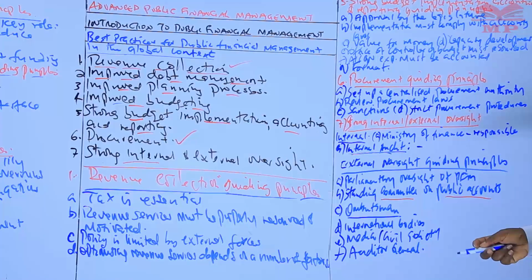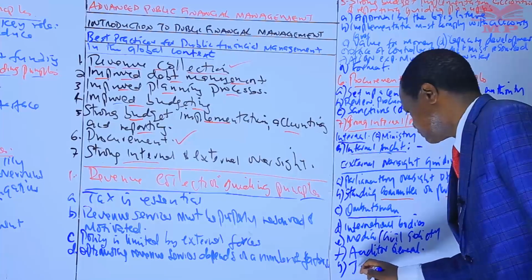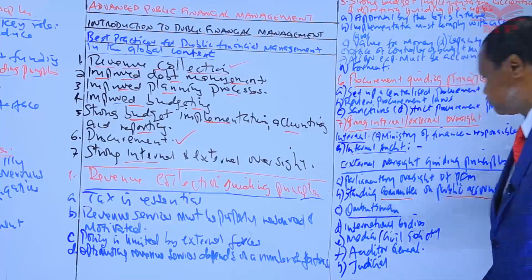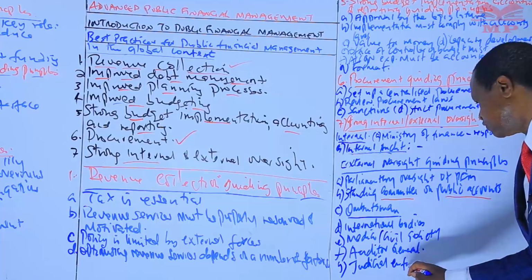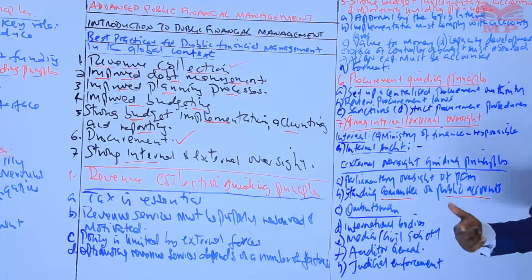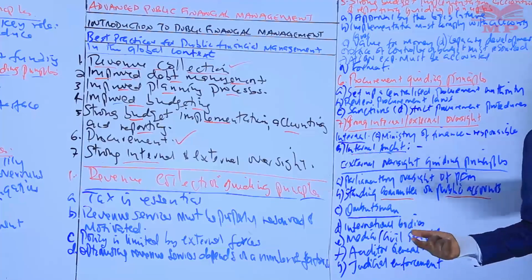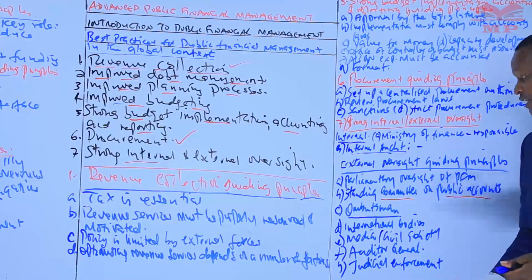Then let's talk about judicial enforcement. There ought to be procedures in place whereby judicial enforcement may be exercised by the courts to ensure that the provisions of the Public Finance Management Act and regulations are fully respected and adhered to.